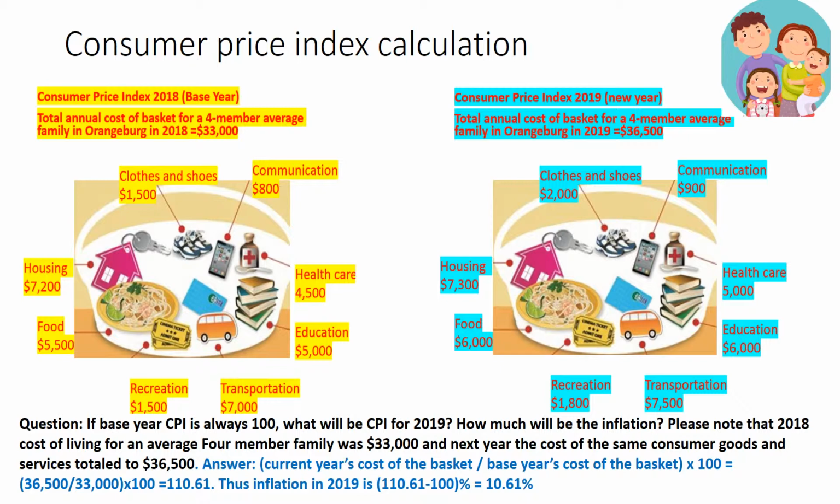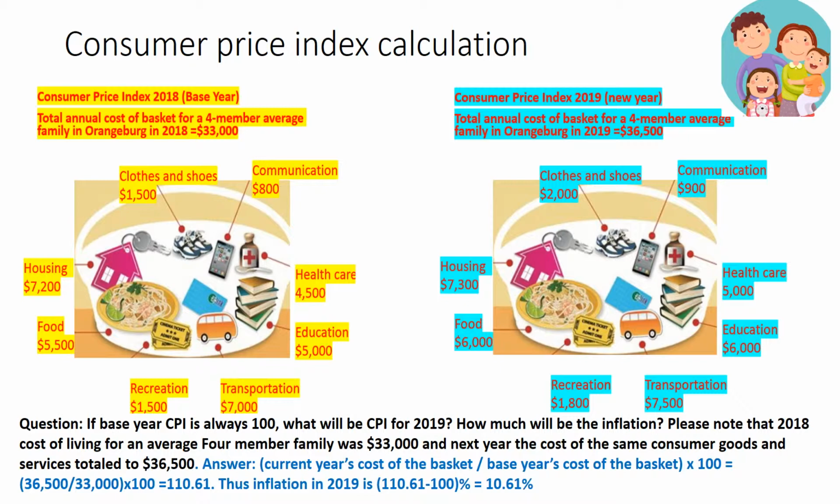The question is, if the base year consumer price index, CPI, is 100, as it is always 100 for the base year, then what will be the consumer price index CPI for the next year, 2019? And the second part of the question is, how much will the inflation be if we use this CPI data? So to answer that two-part question, the first part is, if the base year CPI is 100, then what should the index be for next year, 2019?